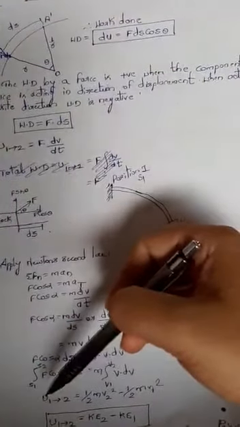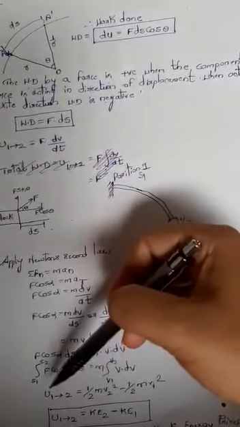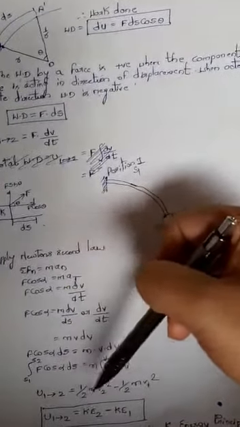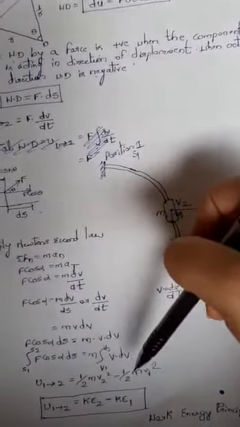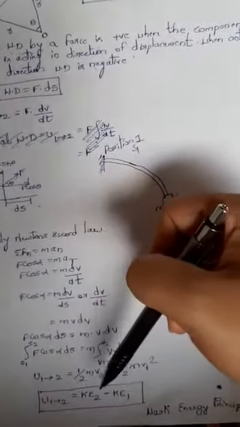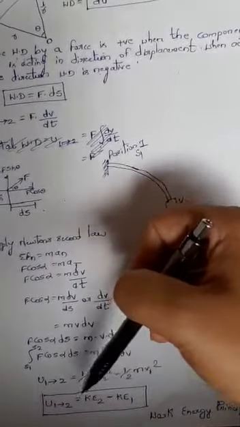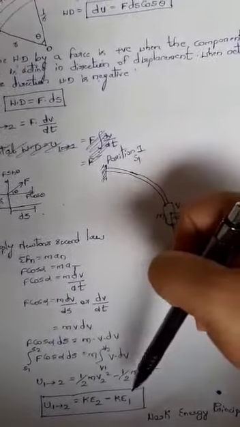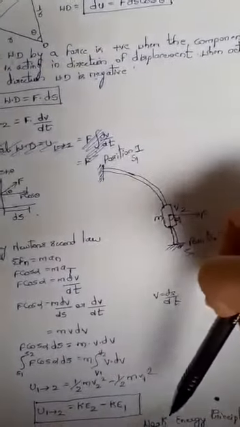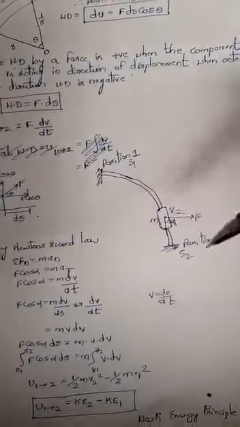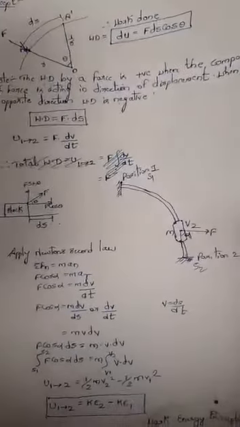That work done will be denoted by the notation U. From position 1 to 2, total work done is equal to half mv2 square minus half mv1 square. That is nothing but work done is equal to final kinetic energy at position 2 minus kinetic energy at position 1. Now this concept is called the work energy principle, which will be used to solve the numericals based on work energy principle.